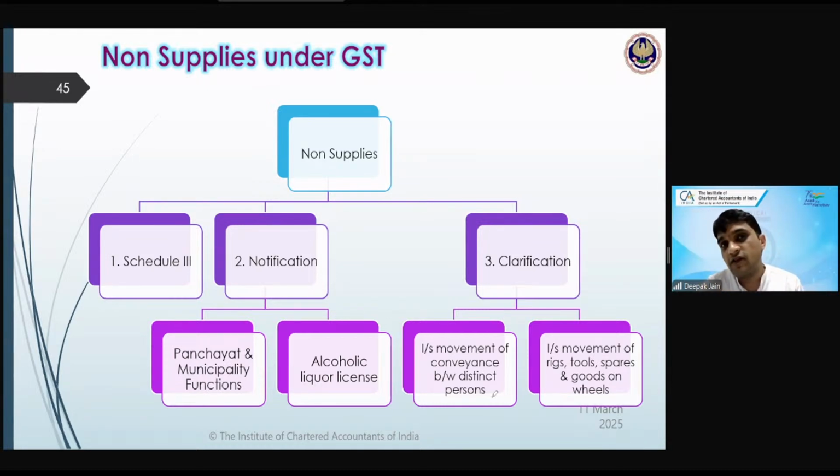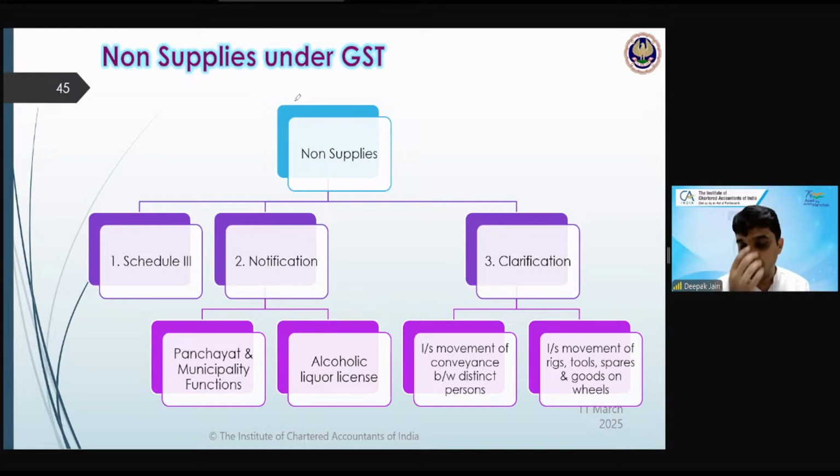So that movement of a lorry from one city to another city, from one branch to another branch, will not be liable to GST unless you sell it. You are not selling it, you're only using it as a mode of conveyance. So there is no GST on that. Similarly, interstate movement of rigs, tools, spares, and goods on vehicles, wherein these things are available on the vehicles for maintenance purposes, also will not be liable to GST.